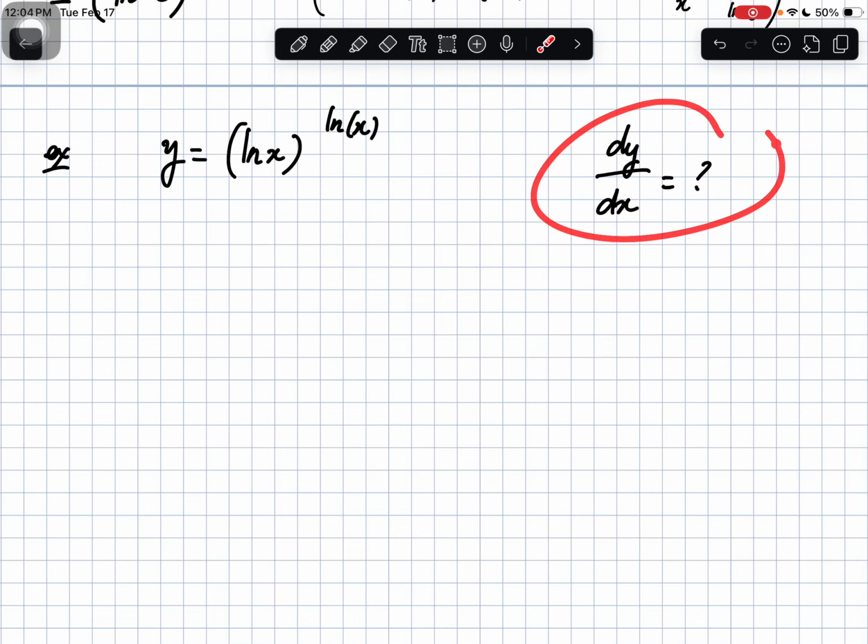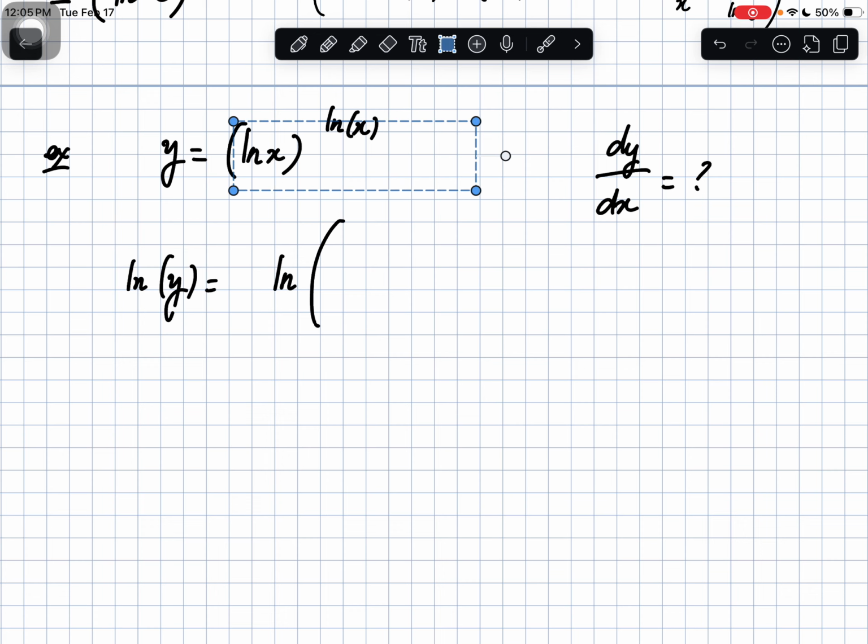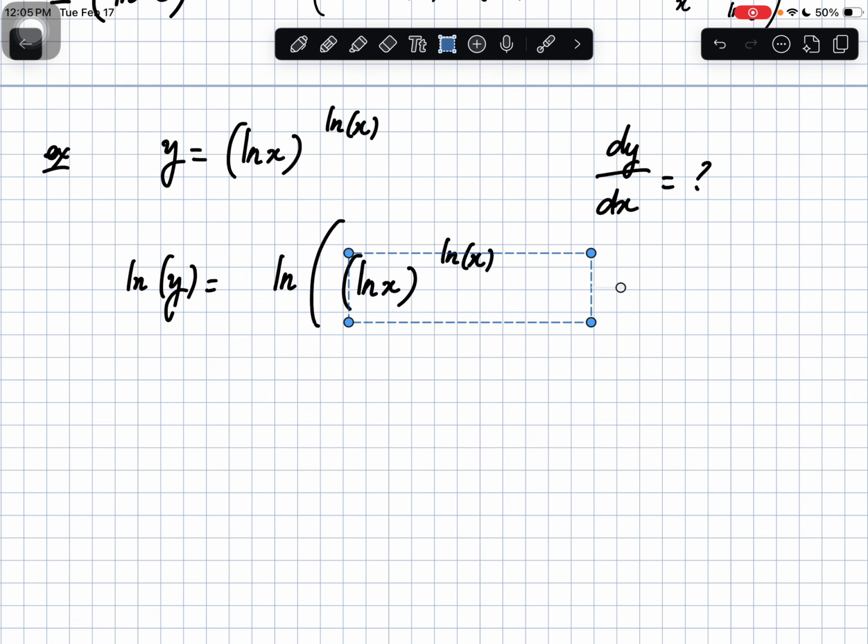dy over dx of this function. So we use the same trick. Natural log both sides. Natural log of the right hand side. Now the right hand side is actually natural log of a power b. So we put ln x.